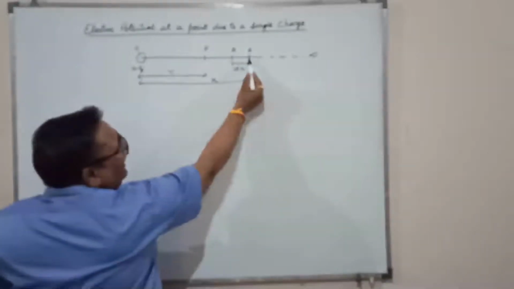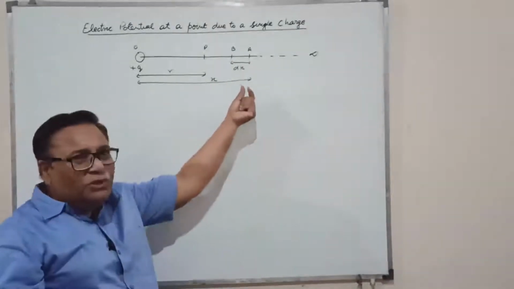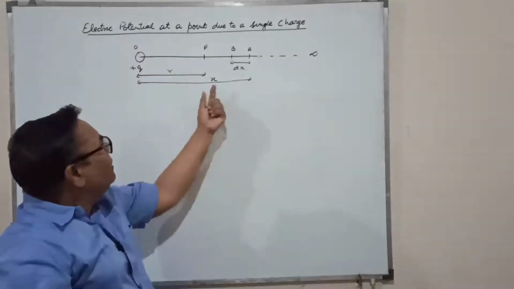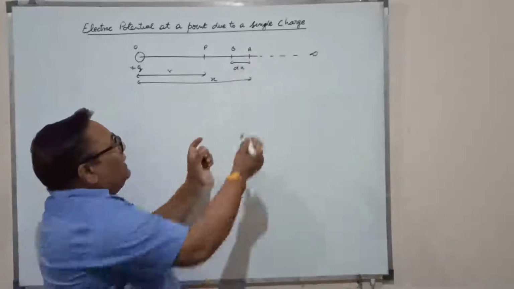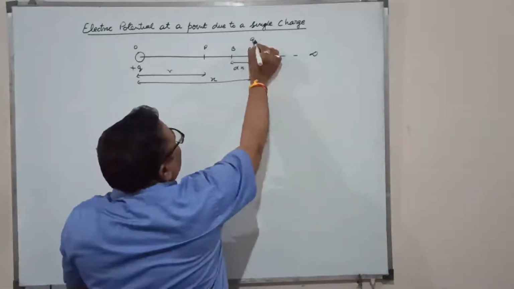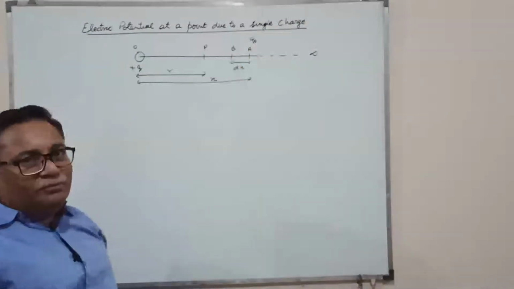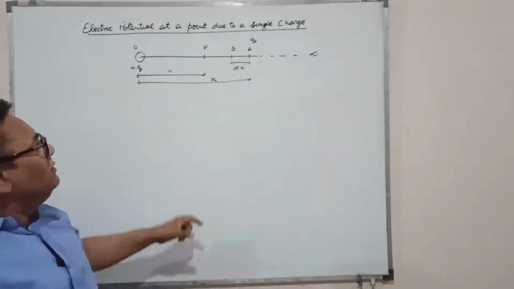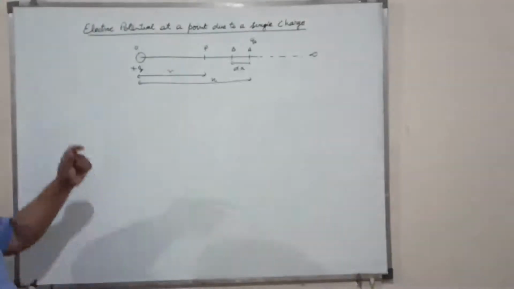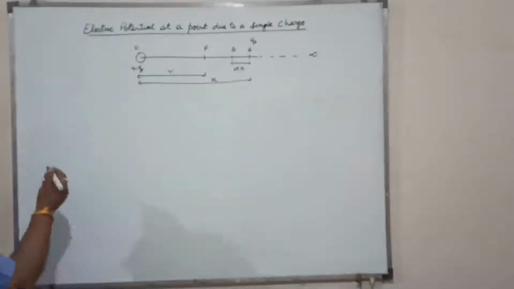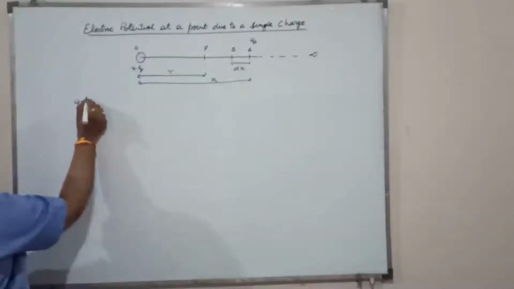Let A and B be 2 points which are very close to each other at a distance x from the charge Q. Then a test charge is placed at A. The force on the test charge at A is Q naught E.